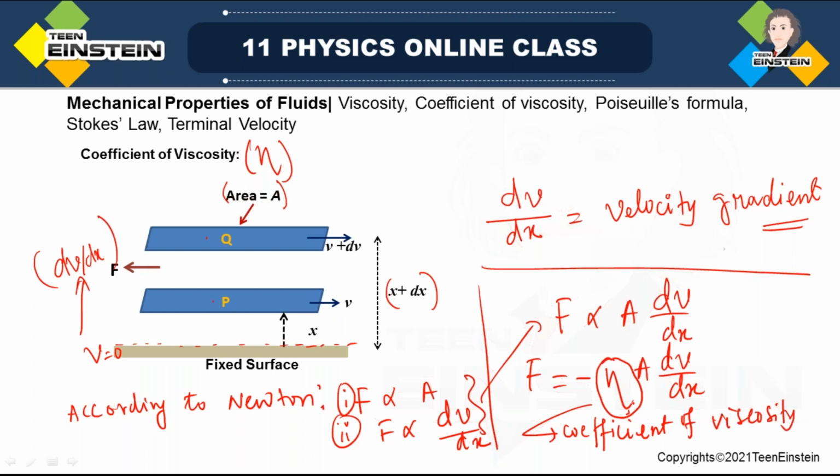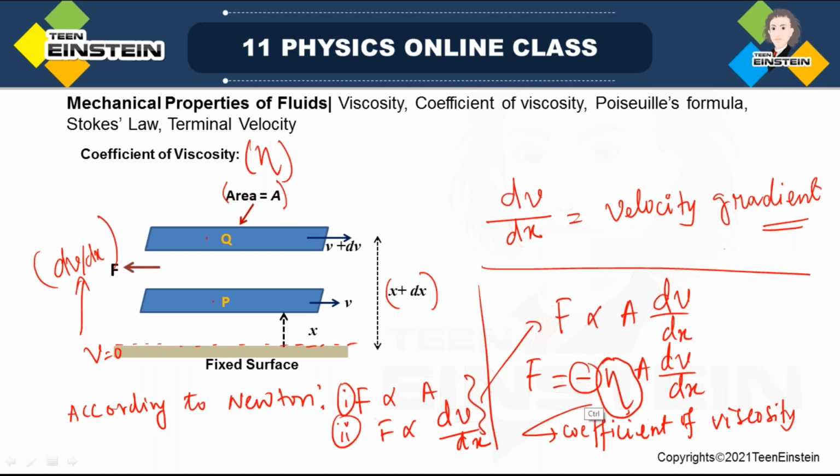You might be thinking that is fine, but why is this minus? See, this minus is because the viscous force is in the direction opposite to the direction of the motion of the liquid. This minus sign is indicating that the viscous force is in the opposite direction of the velocity, the flow of the fluid or liquid. So that's why this minus sign comes here.